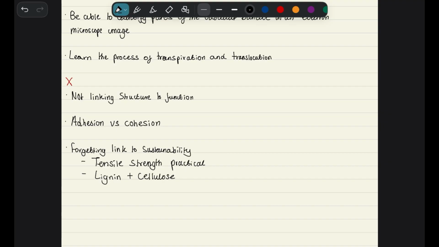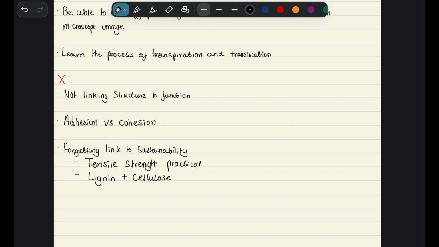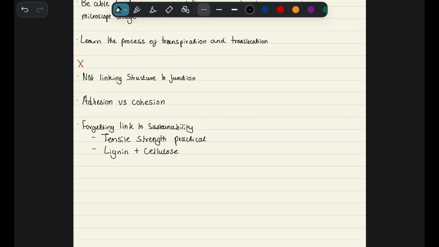Yeah. And then finally, just linking to sustainability. Although again, we haven't covered it too much in this lesson, I think it's just important to know because there's a tensile strength practical. It's one of the core practicals. It's very, very good to be able to link thinking about the microfibrils and how it makes a really strong arrangement. How can that relate now to that practical? And then also just lignin and cellulose molecules that really provide that structural support. So those are good things to remember to say in your exam.